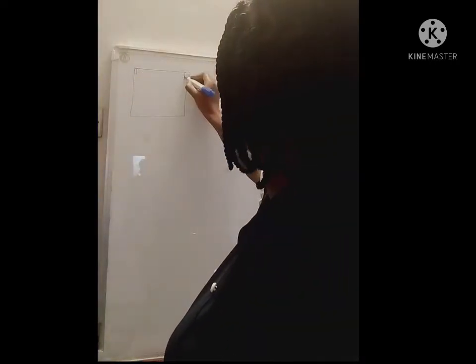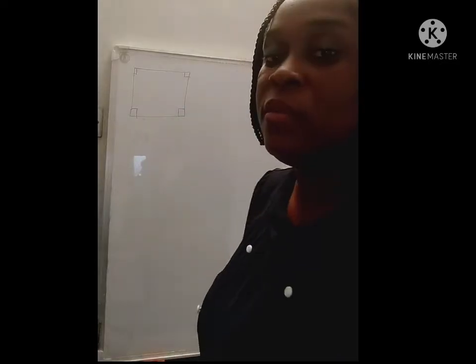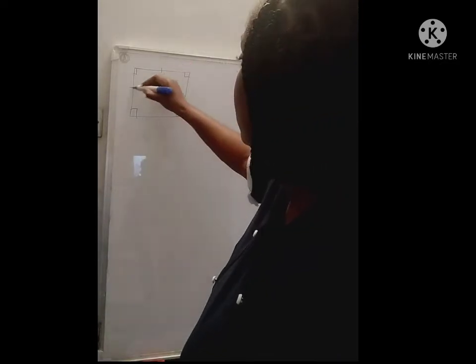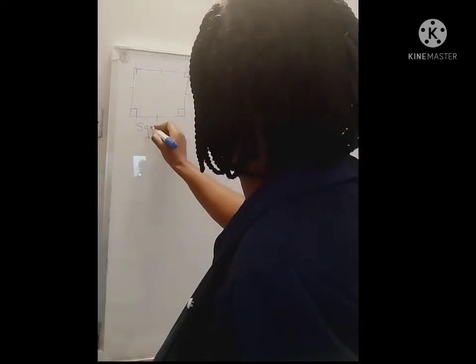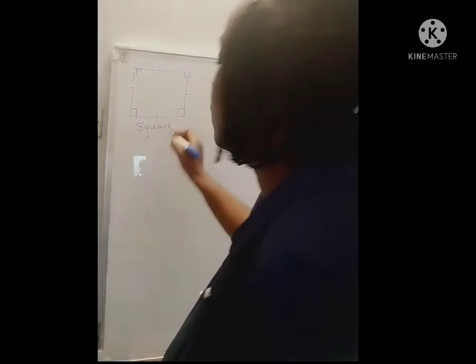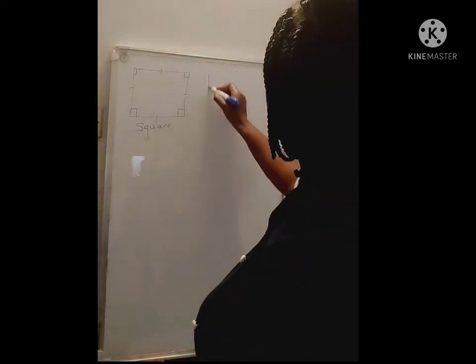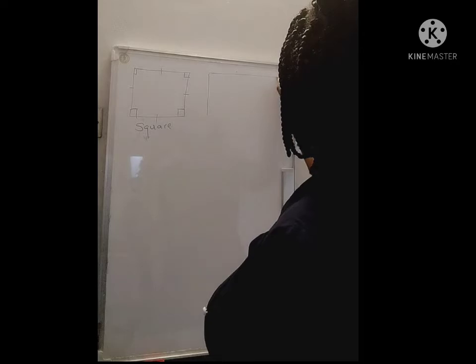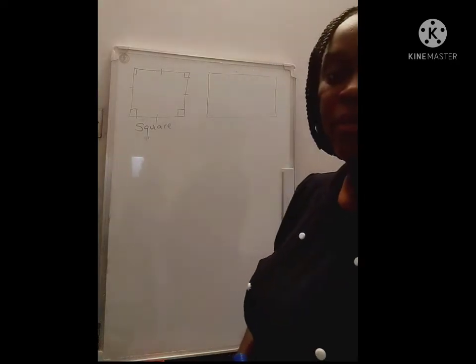This is 90 degrees, this is 90 degrees, this is 90 degrees, this is 90 degrees. All the sides are equal. It's called a square. Okay? And then we have a rectangle. This is a rectangle. Okay?